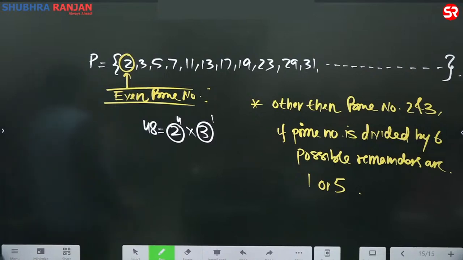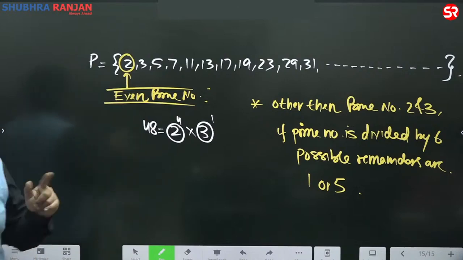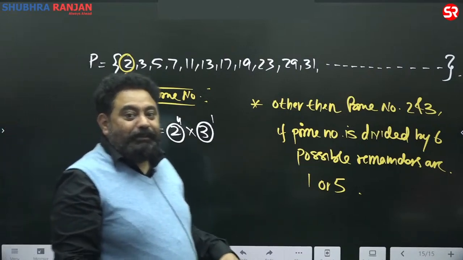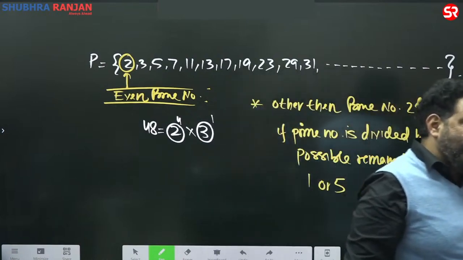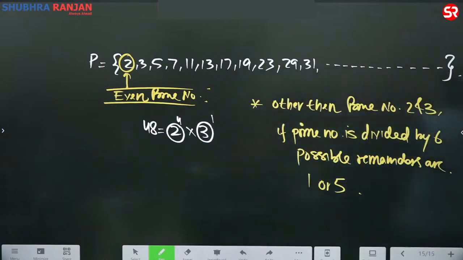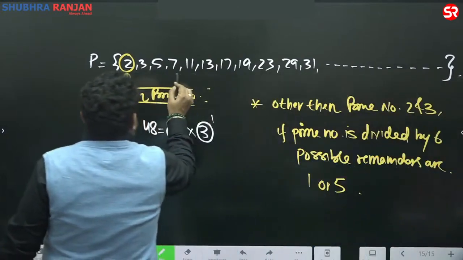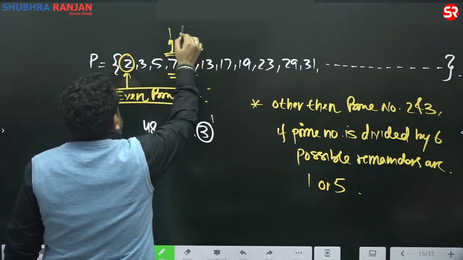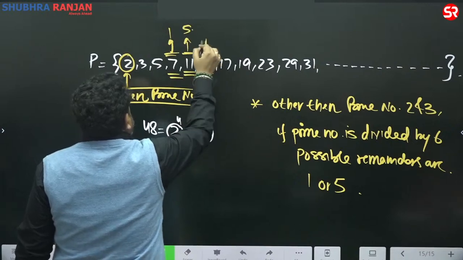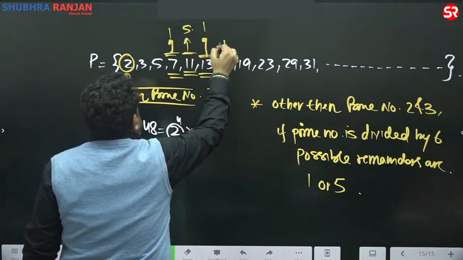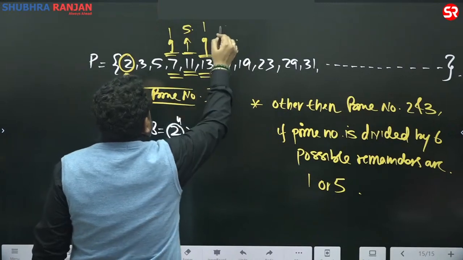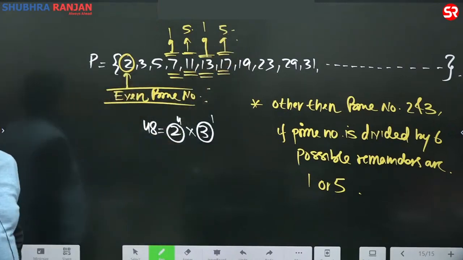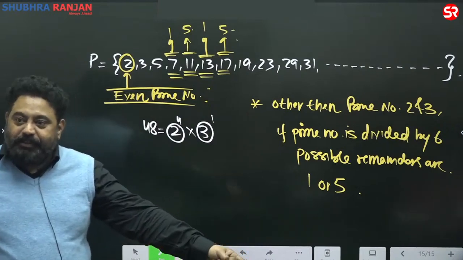But provided it's a prime number, are you getting it? There would be more numbers which when divided by 6 would leave remainder 1 or 5. That's a problem. So if a number is a prime number, for example, if 7 is divided by 6, possible remainder is 1. 11 is divided by 6, remainder is 5. 13 is divided by 6, remainder is 1. 17 is divided by 6, guys, 5. See? Yes, it is right. So if a prime number is divided by 6, possible remainder is 1 or 5.